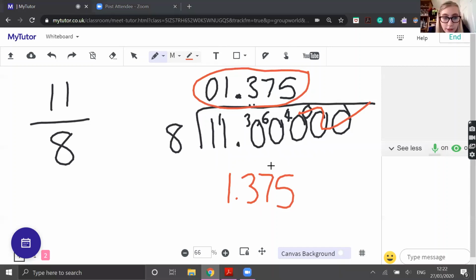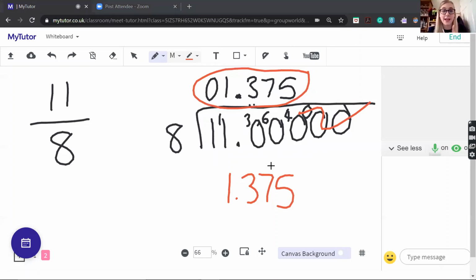Just check the chat, check that people got it. Can you go slower? Yes, of course I can. Sorry. Someone said, isn't it easier doing it the long division method? It depends on what you prefer. I personally think that this one is easier, but it's completely up to you.